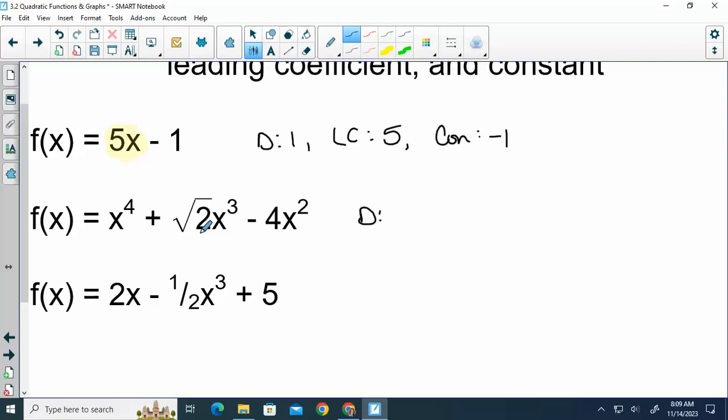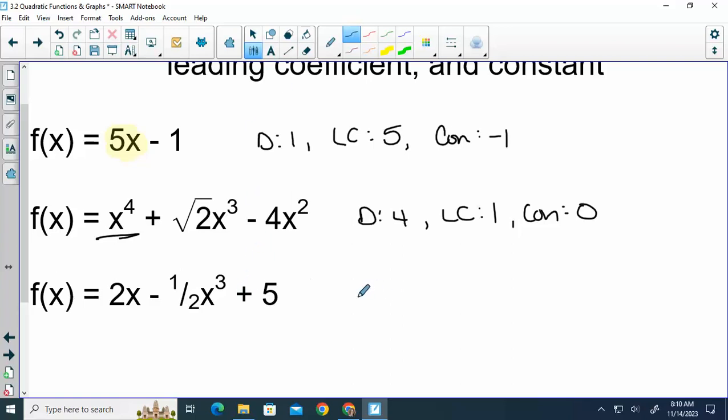In a polynomial, the exponents are whole numbers, but the coefficients don't have to be. So you'll notice we have a radical 2, but the x is not under that radical, so that's why it is okay to have. So what is my degree? Leading coefficient, so the coefficient of that term, and the constant. 0, because we don't have a term by itself.